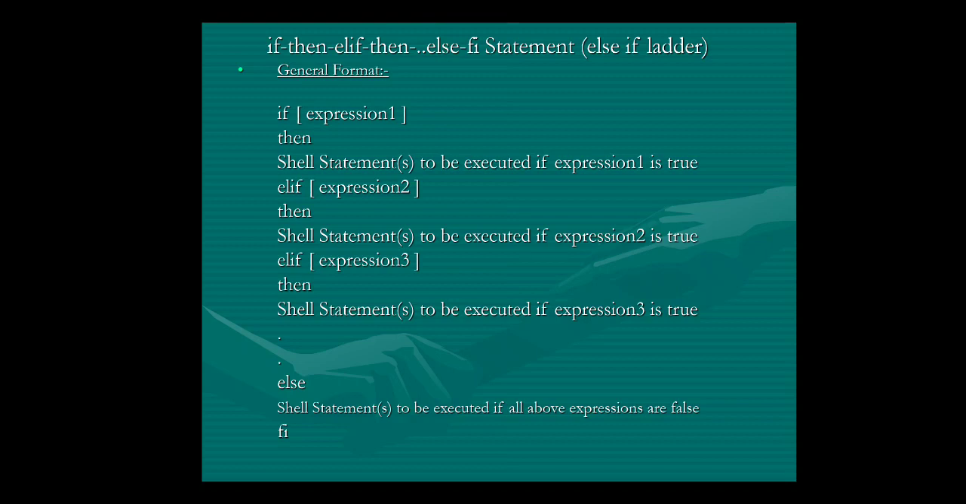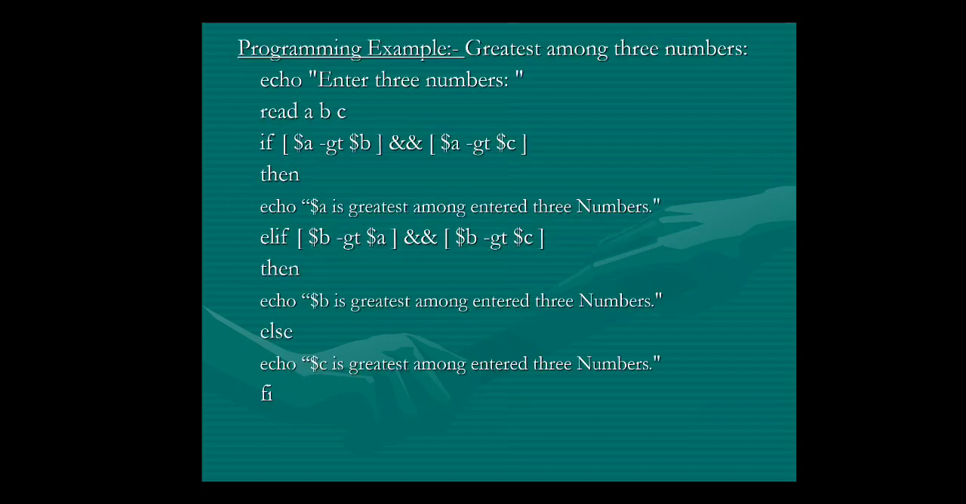Fi. For better understanding of this, let us take a programming example in which we find the greatest among three numbers. So, in the first line, we display the message for taking three numbers through the echo command, and in the second line, we take three numbers as input through the read command and store them in variables A, B and C respectively.